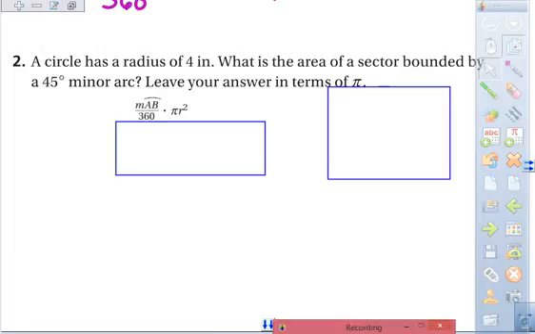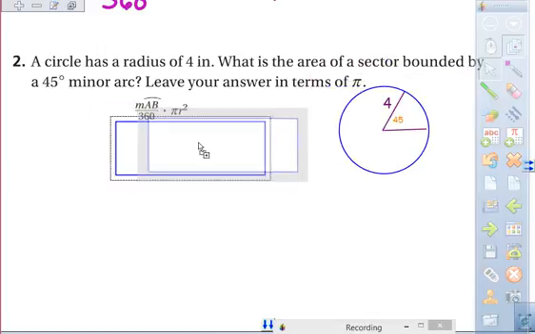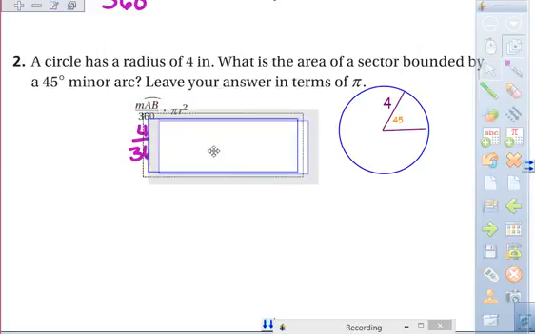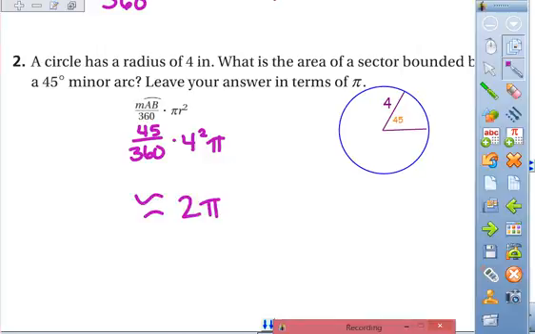Number 2 does not have a picture. A circle has a radius of 4. What is the area of a sector bounded by a 45-degree minor arc? Leave your answer in terms of pi. This is what our scenario would look like. So we want to know what fraction of the circle we have covered. 45 out of 360, and our radius is 4. This simplifies to 2 pi.